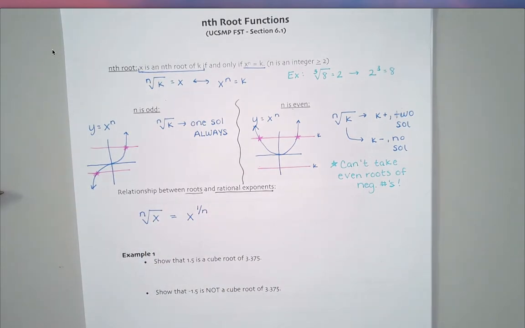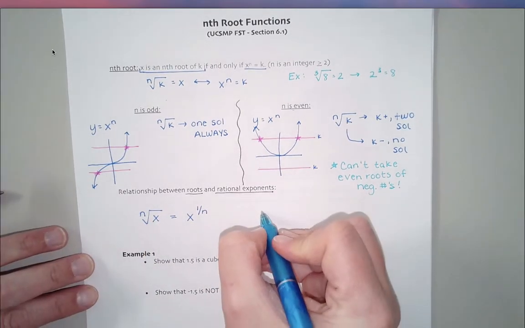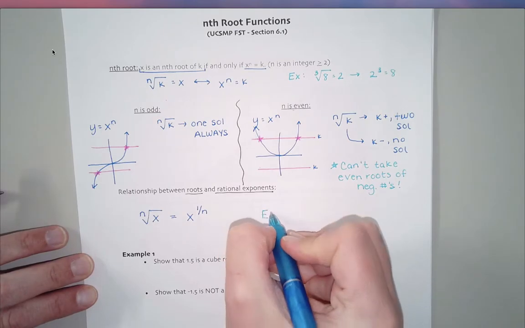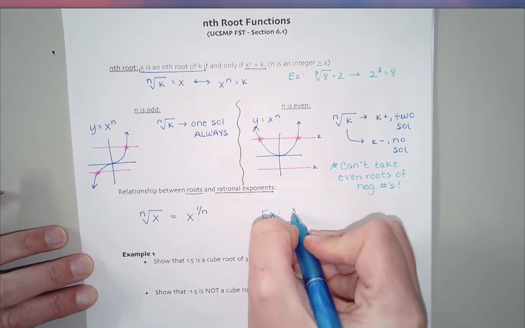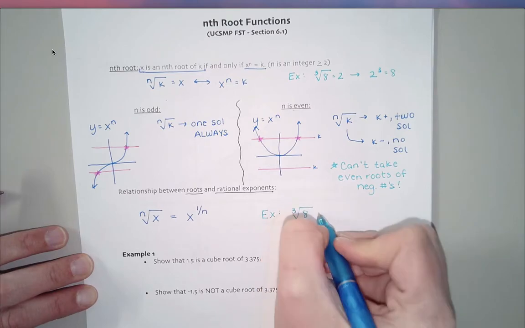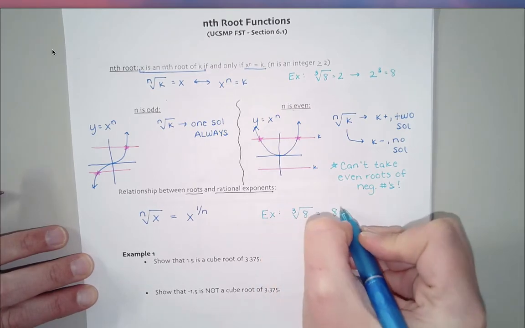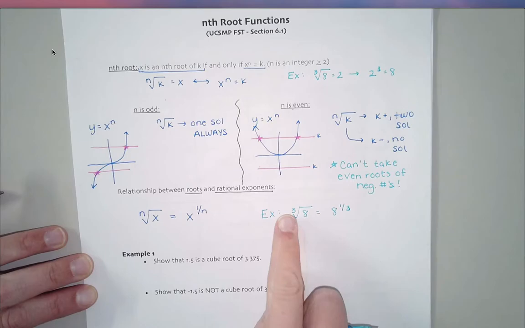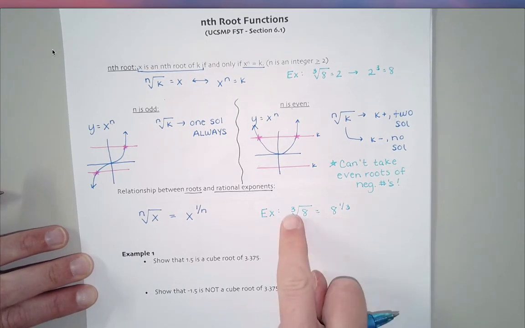So once again, using my example from above with the 2 and the 3 and the 8, the cube root of 8, that's the same thing as me saying 8 to the 1/3 power. A root is the same thing as an exponent with that number as a denominator.